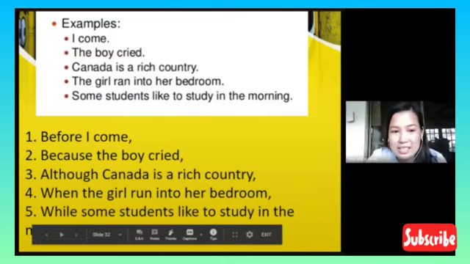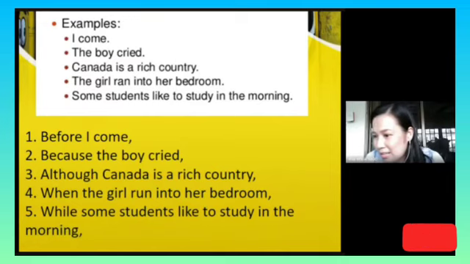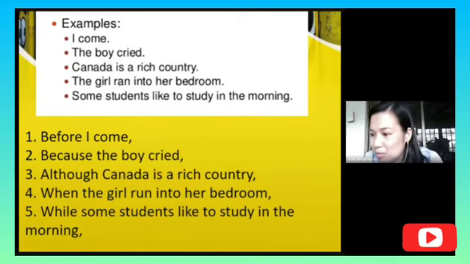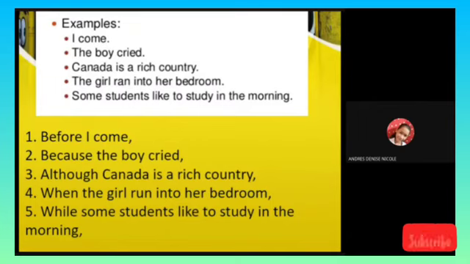Sige, si ano daw? Si Bargamento Justin. Sasagot ka ba, Bargamento? Kaya ka nag-comment? Class, pag tinawag ko yung apelido nyo, mag-react kayo. Si Andres daw, si Andres Denise Nicole. Sige, Andres, go. Para may recitation ka.